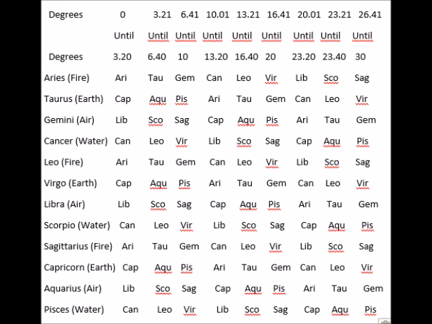A Navansha chart is basically nothing else but dividing a Rashi or a zodiac sign into 9 parts. So it is like looking at a zodiac sign through a microscope, and there are several rules given by the great sages of ancient India as to how a Navansha chart can be made.